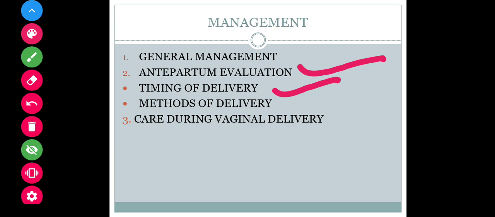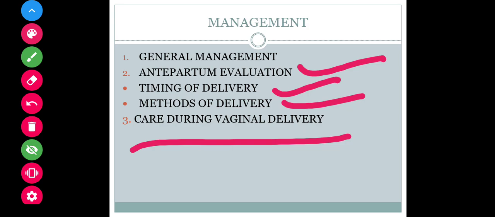And methods of delivery: which method of delivery is to be done depends on the severity of IUGR and whether any maternal conditions or complications are there or not. The options are low rupture of membranes followed by oxytocin, with intrapartum monitoring like continuous electronic monitoring and scalp blood sampling, which should be done during the delivery. Caesarean delivery without a trial of labor may be done, along with care during vaginal delivery. So this should be done.